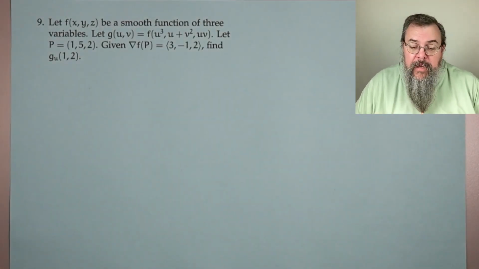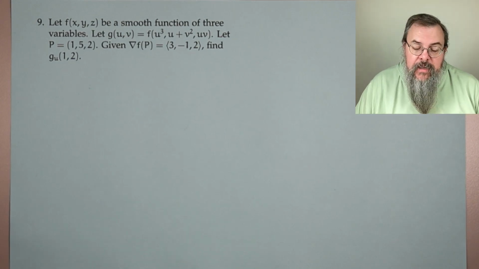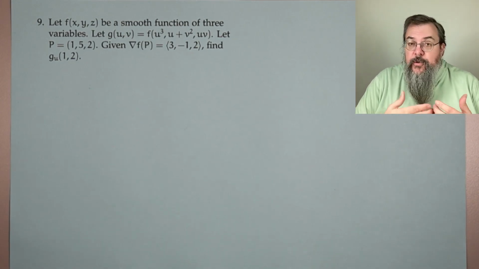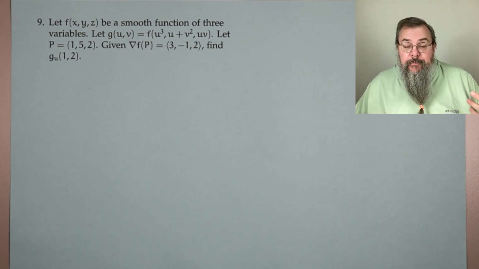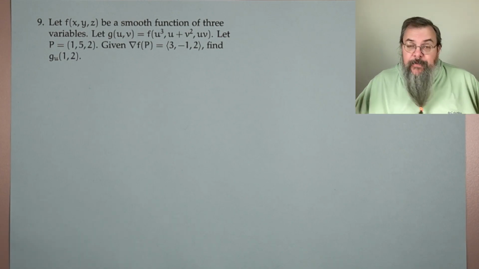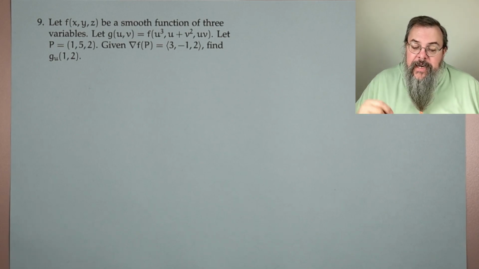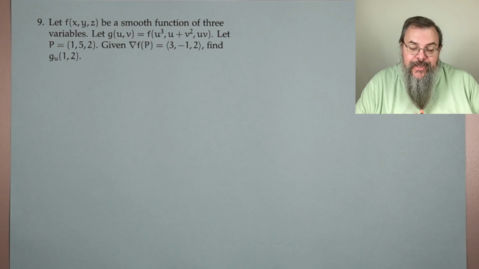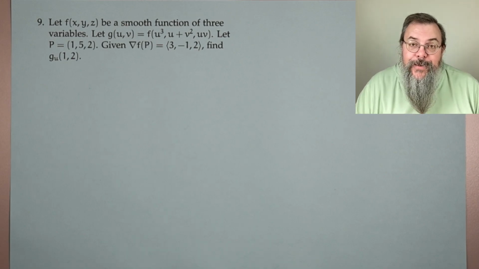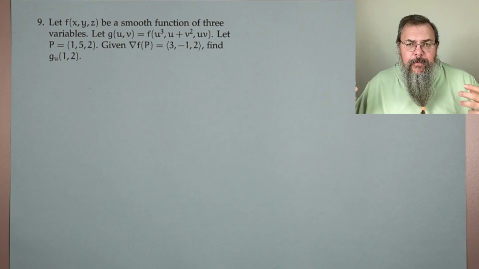Let f of x, y, z be a smooth function of 3 variables. Let g of (u, v) be f of (u cubed, u plus v squared, uv). Let P be the point (1, 5, 2). All right, we've let a lot of things be true. Okay, are we going to do anything? Given that the gradient of f at the point P is (3, -1, 2), find g sub u of (1, 2).